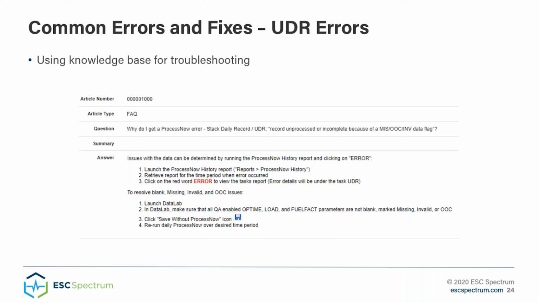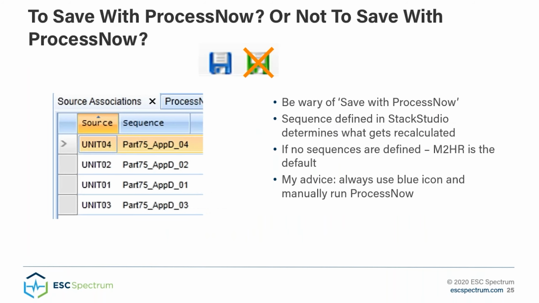you need to, click Save Without ProcessNow, which we're going to talk about, and then actually go, you can manually rerun your sequence and make sure that it's now passing, or perhaps just wait for the next scheduled ProcessNow sequence to run. But going back to that Save Without ProcessNow icon, that's another really common question that we see: to save with ProcessNow or not to save with ProcessNow? What's the right answer there?